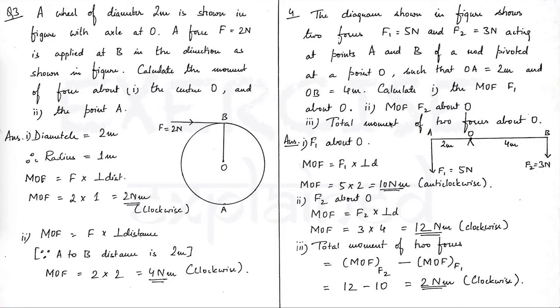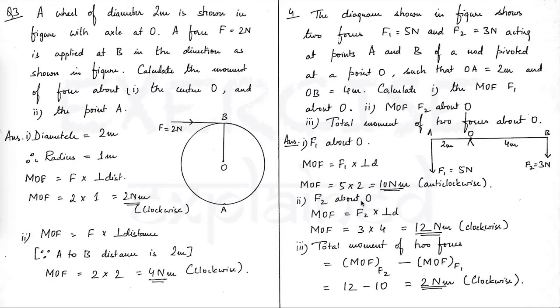Now, for finding F1 about O, we take moment of force as F1 into perpendicular distance. So F1 is 5 Newtons. I substitute that as 5 into perpendicular distance, that is from O to A, which is 2 meters. So 5 into 2 gives us 10 Newton meter. And you can see this force is being applied in this direction. That means about the point O, this will rotate in this direction like this. So we can write it is anti-clockwise.